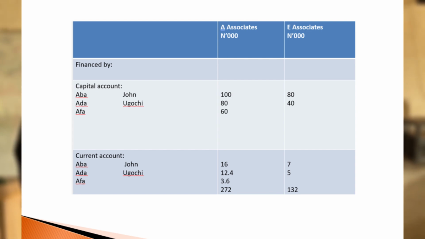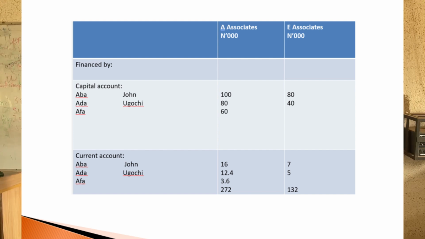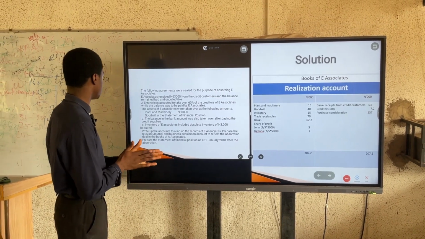This is the capital of each of those partners. We have A Associate and we have E Associate. We also have their current accounts shown here. So let's move on to the adjustments. I would like us to take note of these adjustments.